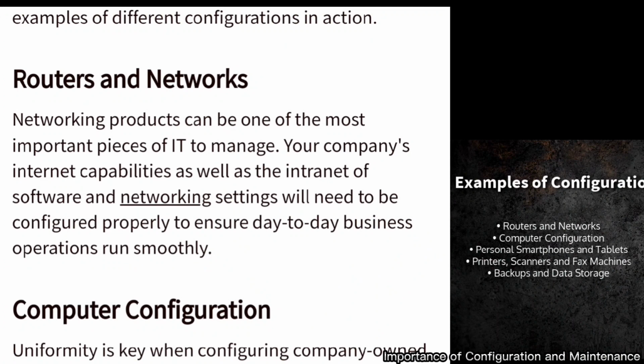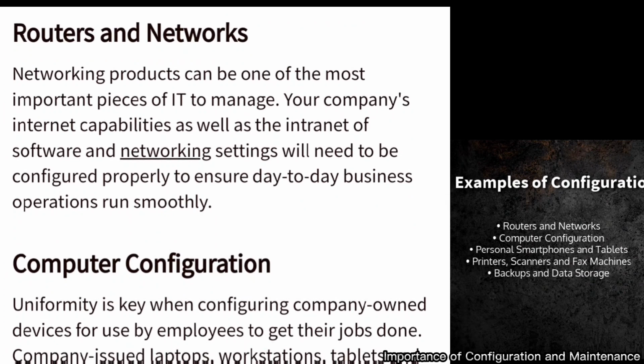These are the examples of configuration. First, we have routers and networks. Networking products can be one of the most important pieces of IT to manage. Your company's internet capabilities as well as the intranet, software, and networking settings will need to be configured properly to ensure day-to-day business operations run smoothly. So that is routers and networks.